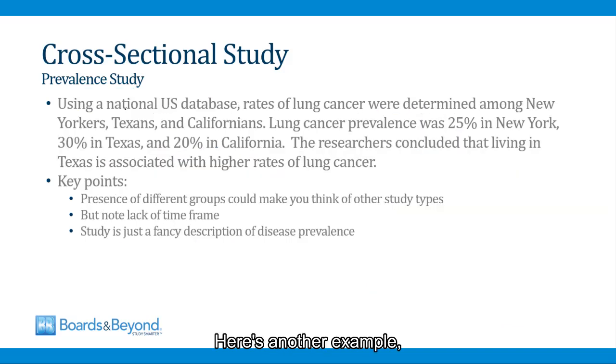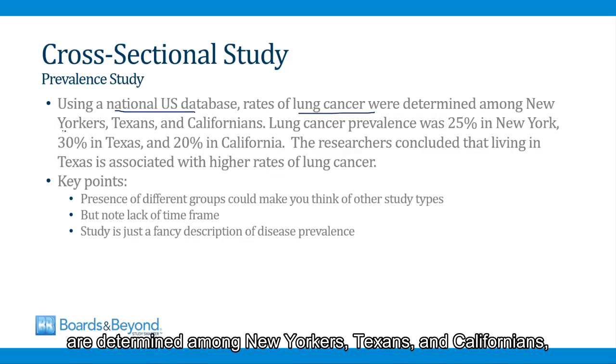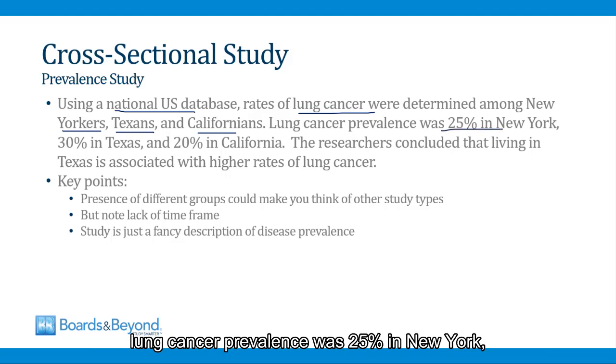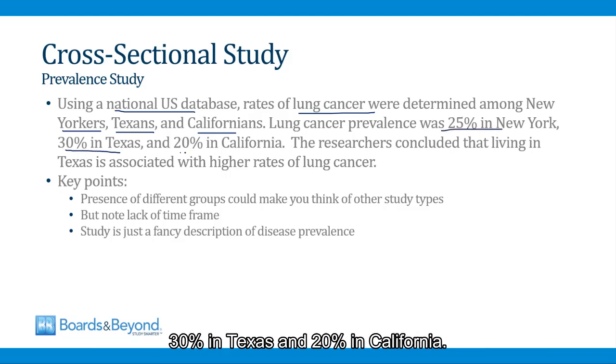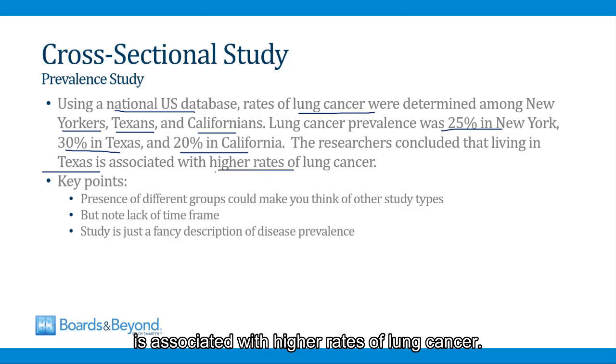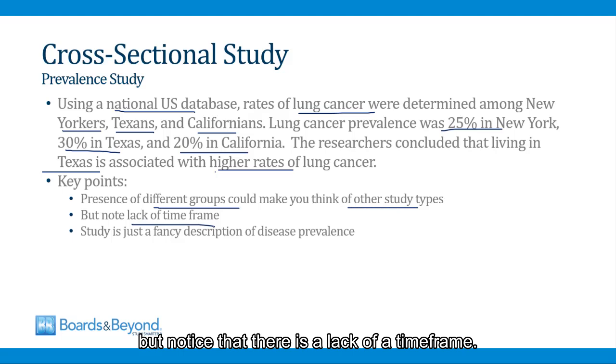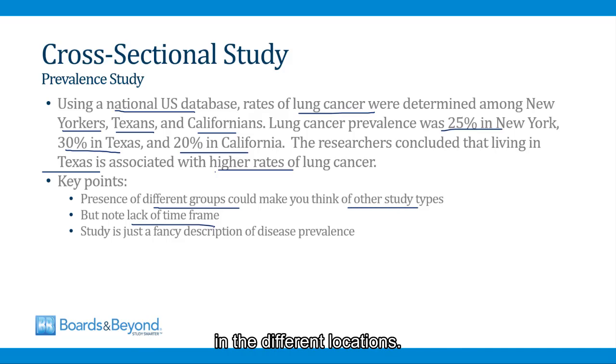Here's another example. Using a national U.S. database, rates of lung cancer are determined among New Yorkers, Texans, and Californians. Lung cancer prevalence was 25% in New York, 30% in Texas, and 20% in California. The researchers concluded that living in Texas is associated with higher rates of lung cancer. So because there are different groups, this can make you think of other study types, but notice that there is a lack of a time frame. They're simply doing a snapshot in time to see how much disease is present in the different locations.